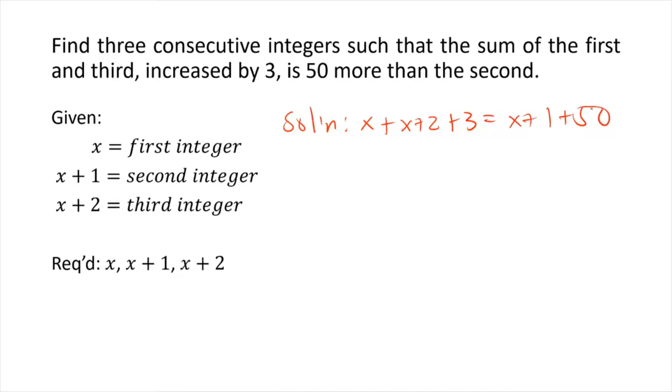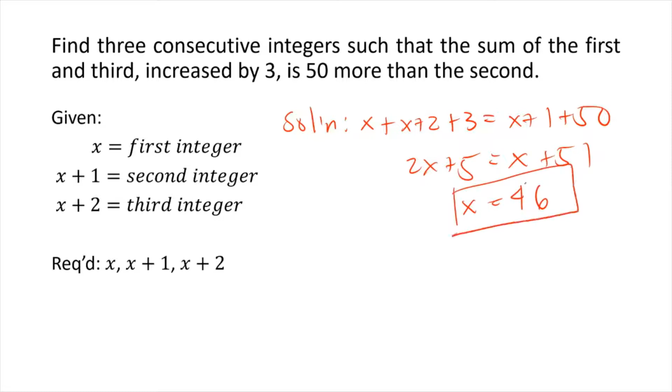Okay, then combine like terms, solve for x. So we have 2x here, plus 2 plus 3, that's 5, equal to x plus 51. Okay, so combine the variable terms and the constant terms. 2x minus x, that would be x. 51 minus 5, so that's 46. This is now the first integer. Okay, the second integer, you just add 1. Therefore, the second integer is 47.